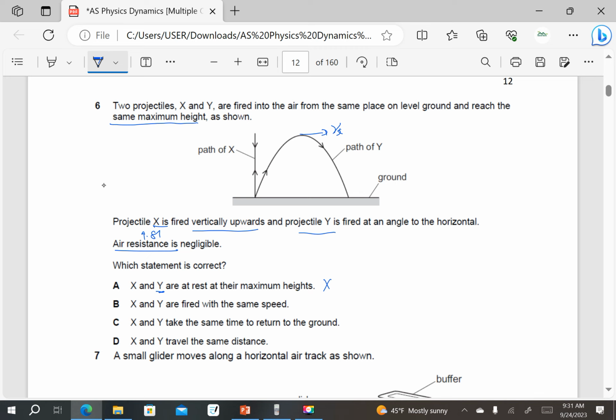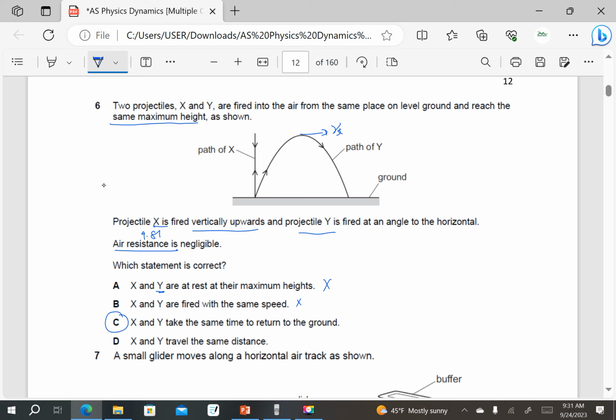Two projectiles X and Y are fired into the air from the same place on level ground and reach the same maximum height. They may not be fired at the same speed to reach the same maximum height. X and Y take the same time to return to the ground.